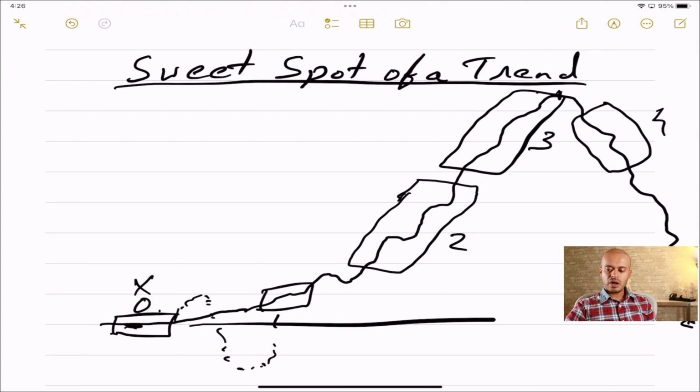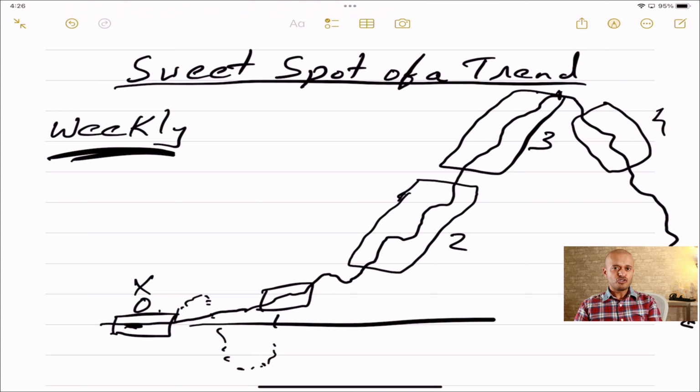I'm looking at this from a weekly time frame perspective. I recommend weekly for any of you trading. Don't look into the daily to try to find the sweet spot. Though you can, the weekly will give you a clearer picture of where the market's headed. So one is an absolute no. Zero is an absolute no.